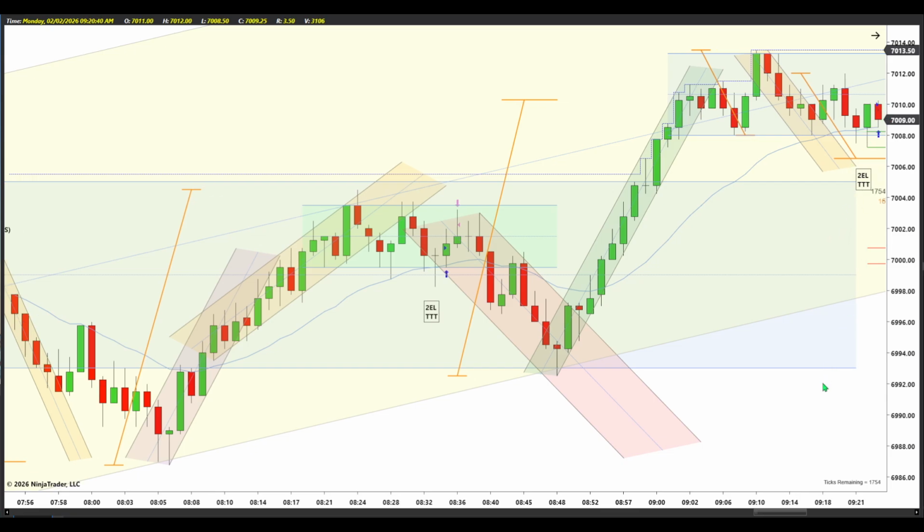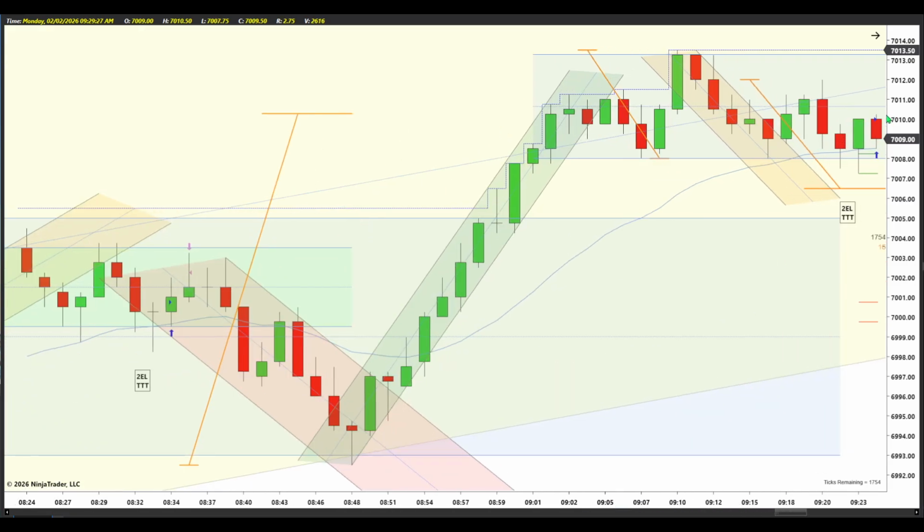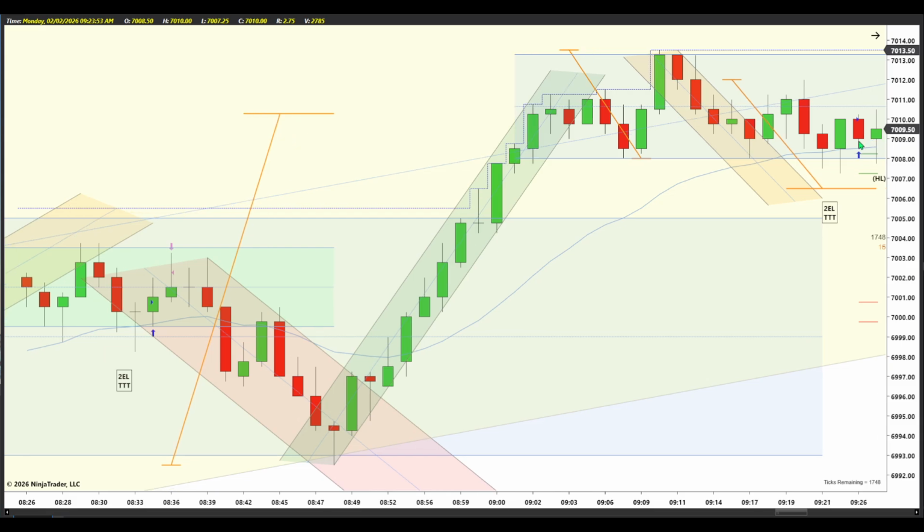So you can see I entered at the highs. My stop is below this candle because this is a 2.75. This is pretty much an 11-tick candle. That's the risk I was willing to take.